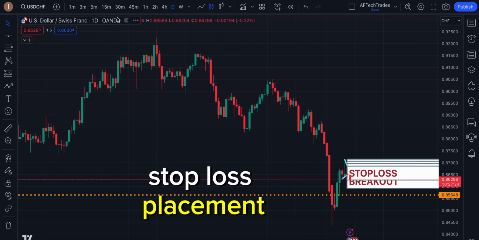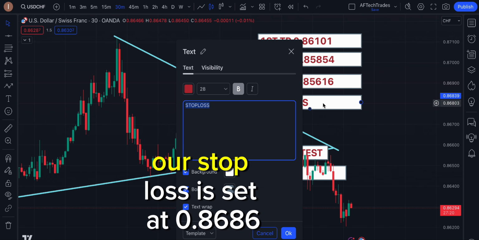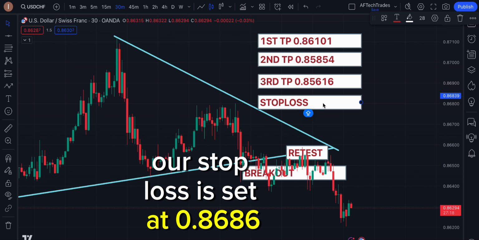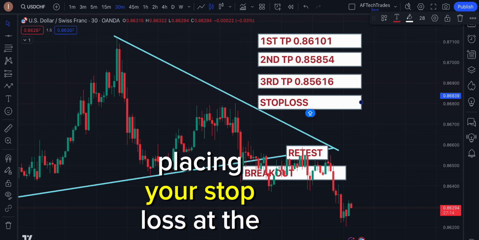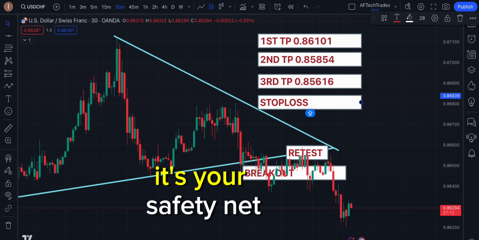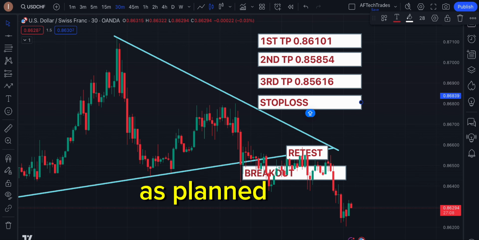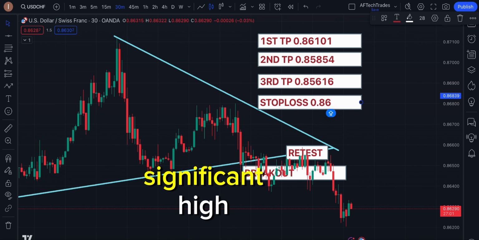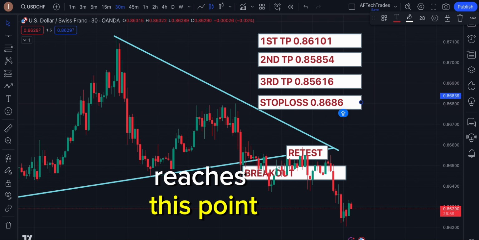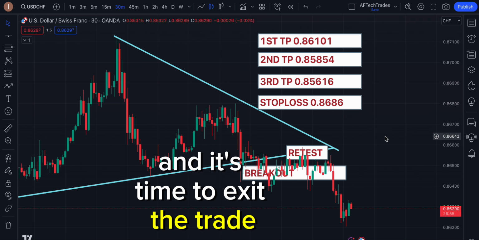Stop loss placement. Now, let's talk about risk management. Our stop loss is set at 0.8686, which is just above the recent highs. Placing your stop loss at the right level is crucial, it's your safety net, protecting you from significant losses if the market doesn't go as planned. In this case, 0.8686 is a strategic level because it's above the last significant high, meaning that if the market reaches this point, it's likely that the bearish trend has reversed, and it's time to exit the trade.